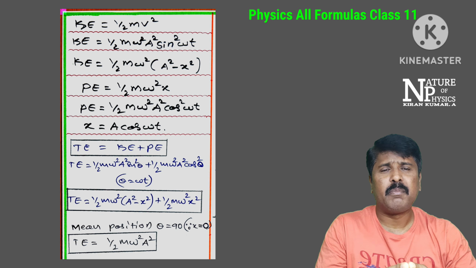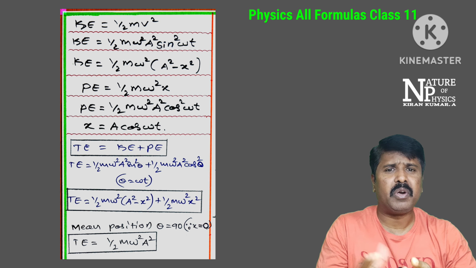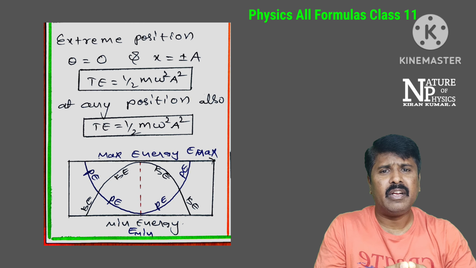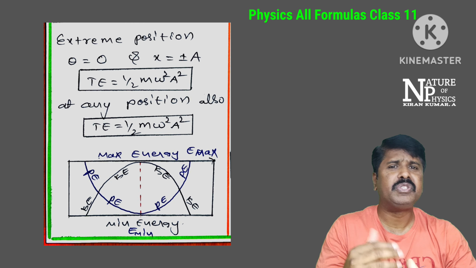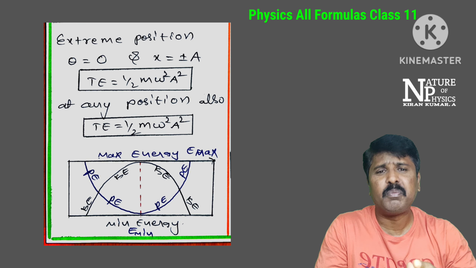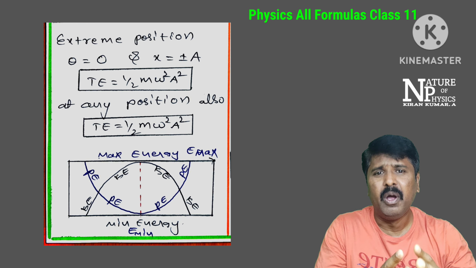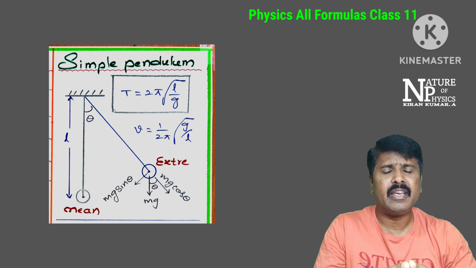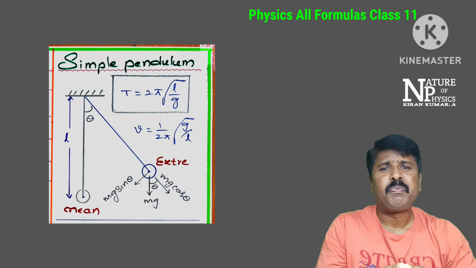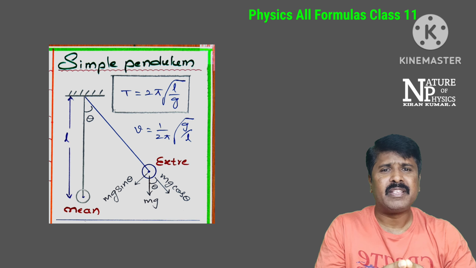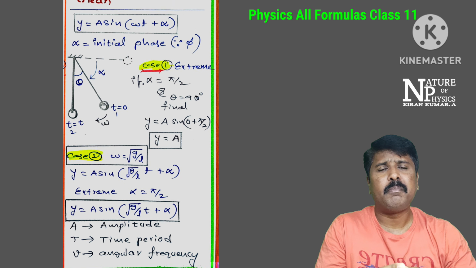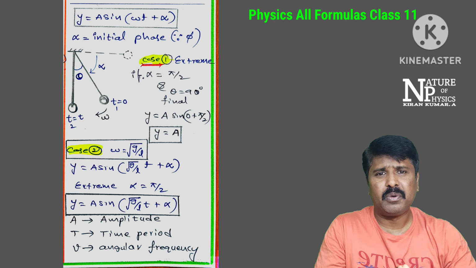So velocity is replaced in the simple harmonic motion. Potential energy and total energy also I gave you, mean position, extreme position at any point, even the graph also I gave you, potential energy and kinetic energy. And the simple pendulum, only the diagram, formulas given. Time period T is directly proportional to root L, and time period T is inversely proportional to root g.